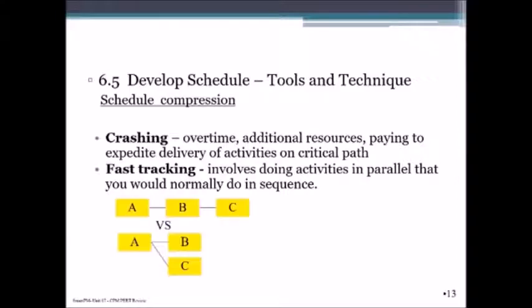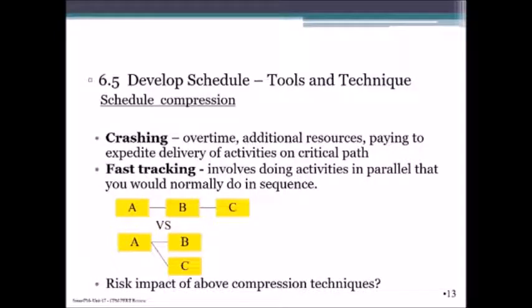Best illustrated with the chart below, where A, B, and C are activities that are typically done in sequence, and under a fast tracking scenario, we would choose to do B and C in parallel. In either case of a crash or a fast track scenario, there are some risk impacts, and these risk impacts could in fact backfire by causing extra cost, quality problems, rework, and therefore lead to even a longer schedule.